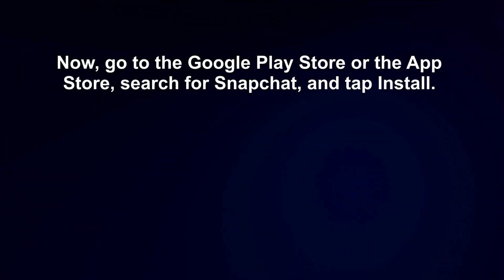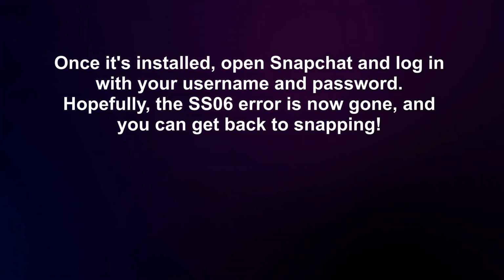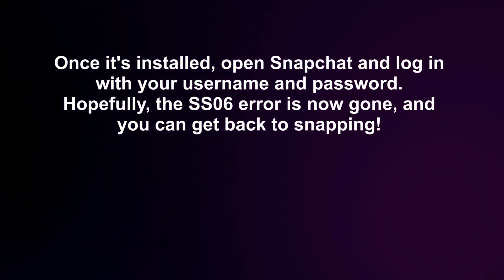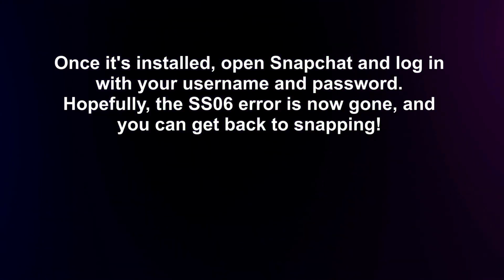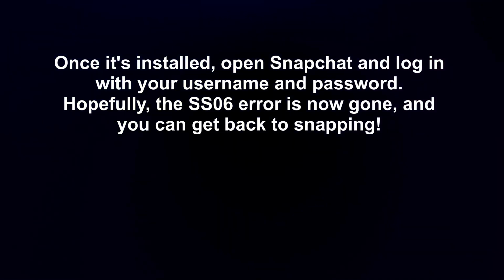Now, go to the Google Play Store or the App Store, search for Snapchat, and tap Install. Once it's installed, open Snapchat and log in with your username and password. Hopefully, the Ss06 error is now gone, and you can get back to snapping.